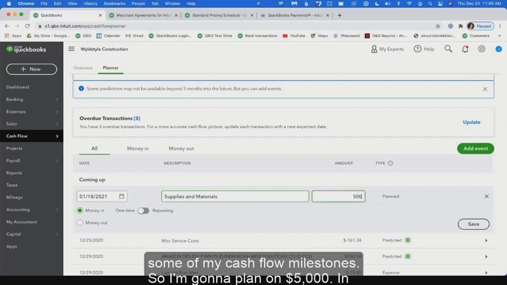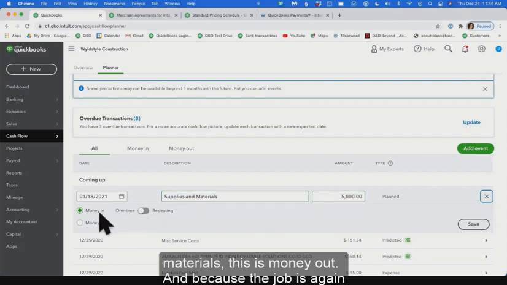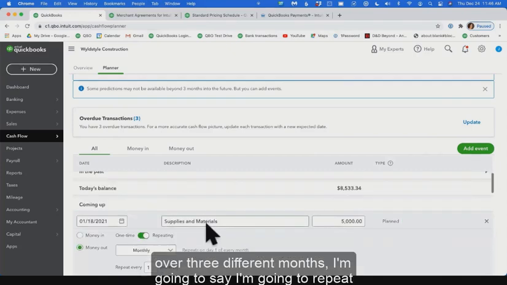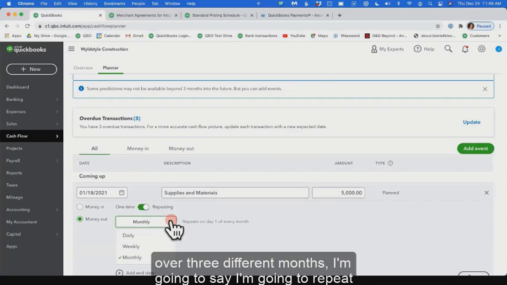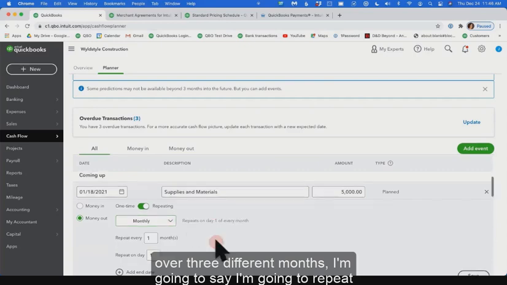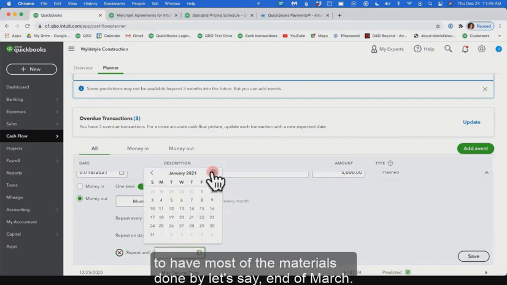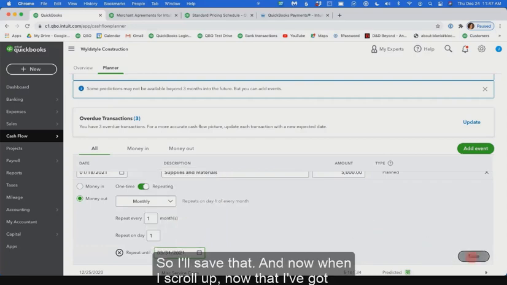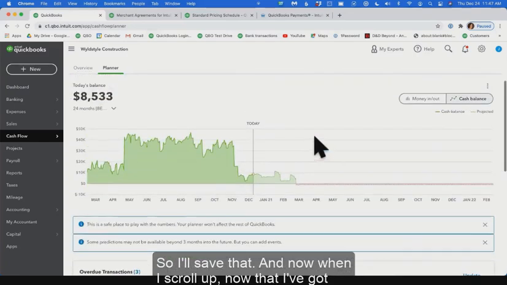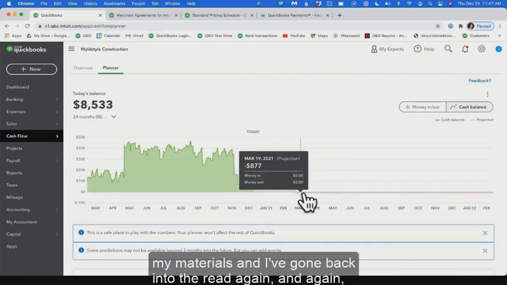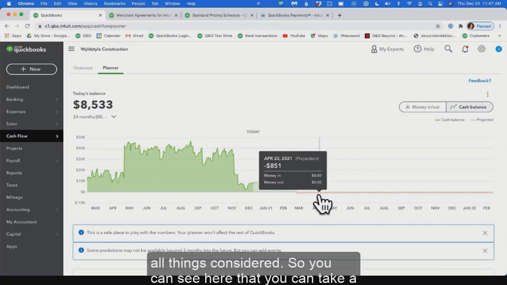Okay, so I'm going to plan on $5,000 in materials. This is money out. And because the job is, again, over 3 different months, I'm going to say I'm going to repeat it every month. And I'm going to have most of the materials done by, let's say, end of March. So I'll save that. And now when I scroll up, now that I've got my materials in, I've gone back into the red again. And again, all things considered.